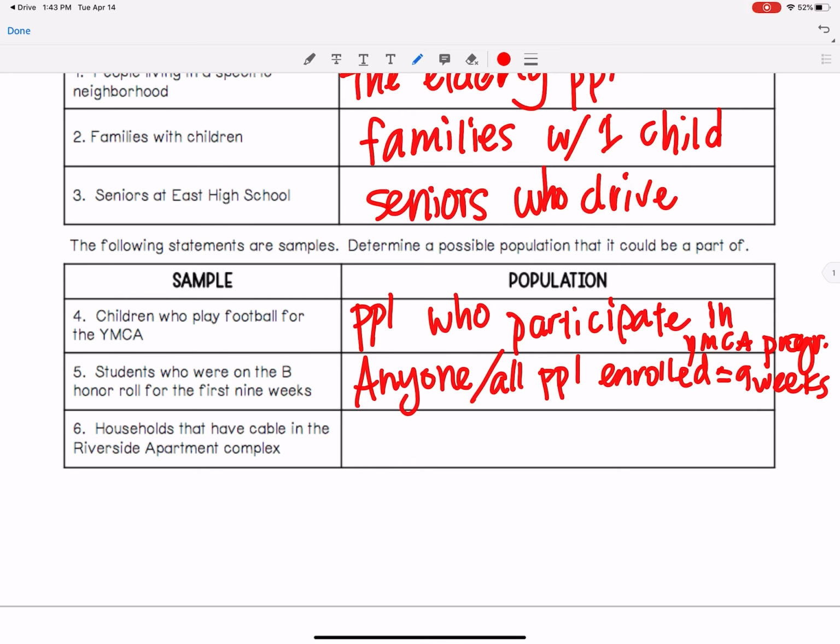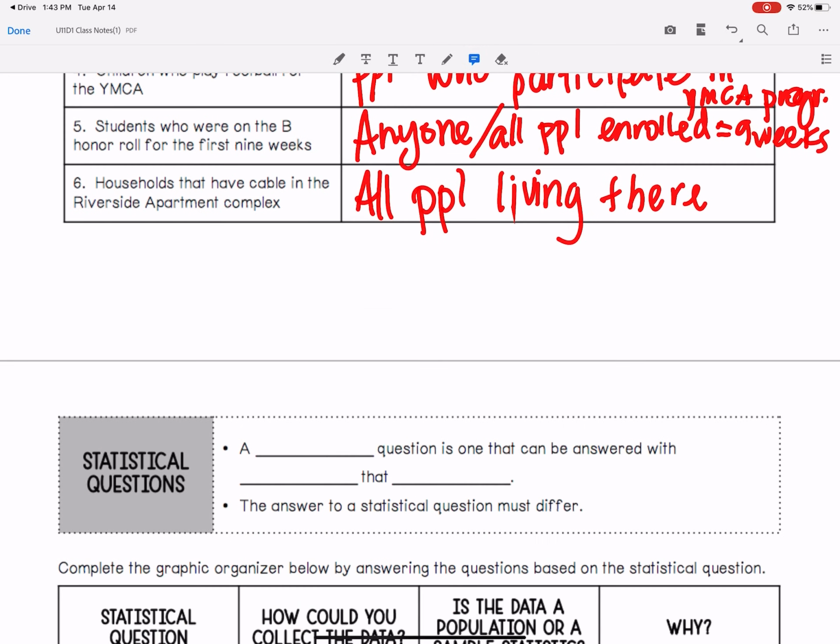Okay, next one. Households that have a cable in the Riverside apartment complex. Well, what about all households in the Riverside apartment complex? What about anyone living there? So I'll just say all people living there. Not just people who have cable. All right, let's keep going.